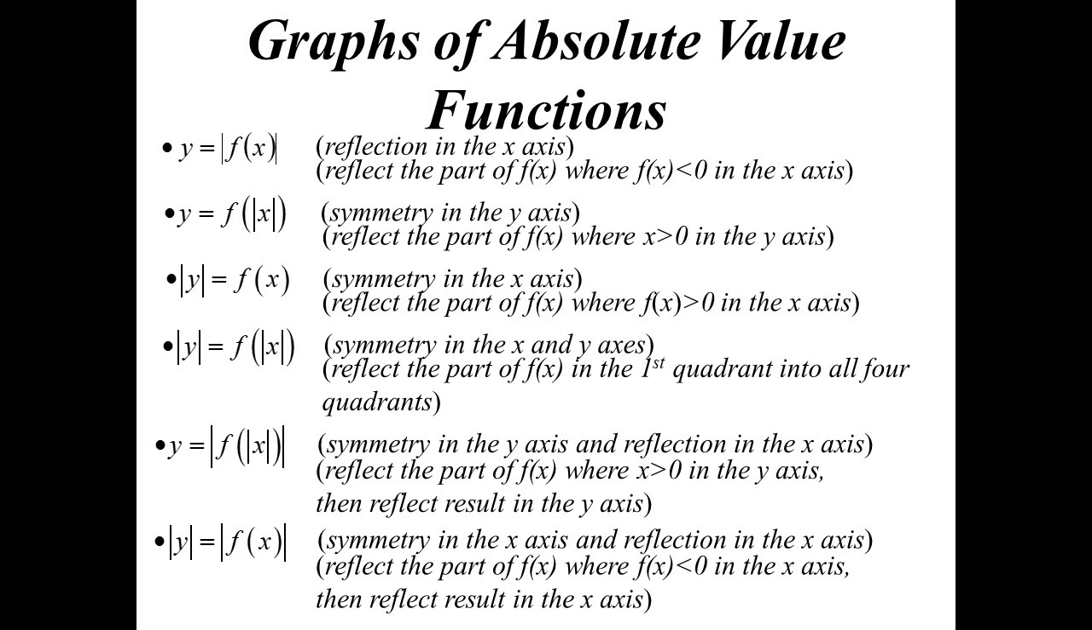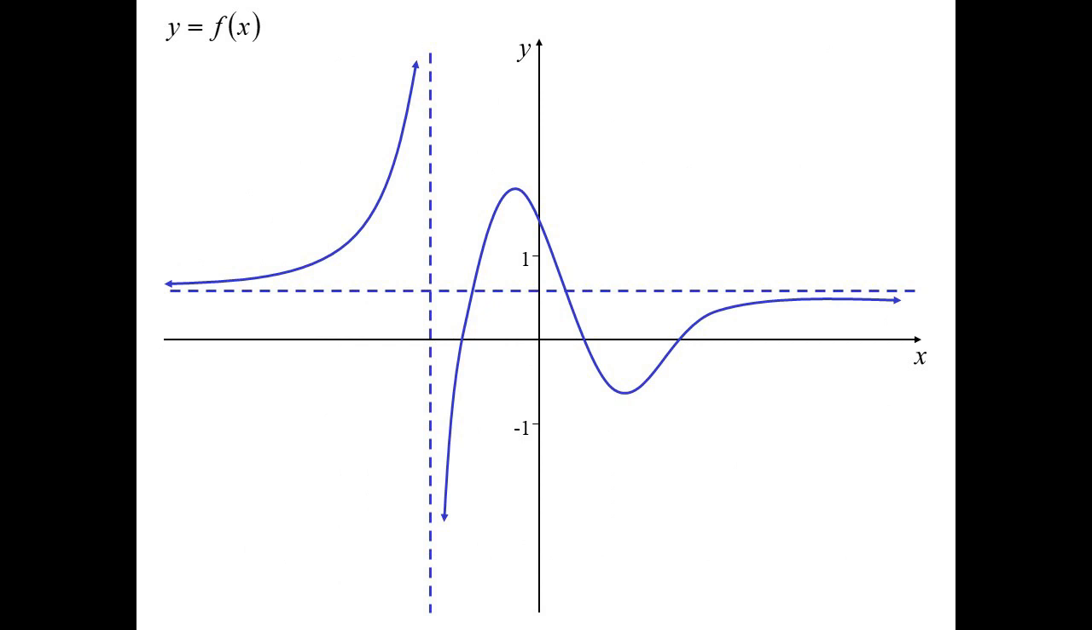Okay, absolute value of y equals the absolute value of function x. So I could combine, which ones would we combine? We've got the first one and the third one. So I'm combining those. I'd end up with symmetry in the x-axis and also reflection in the x-axis. There's the description, here's the picture.